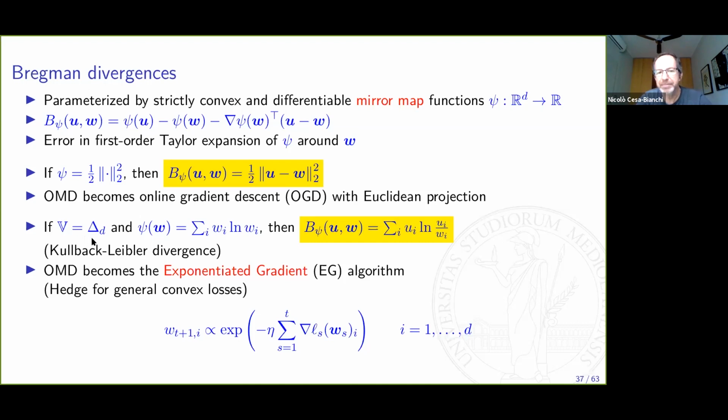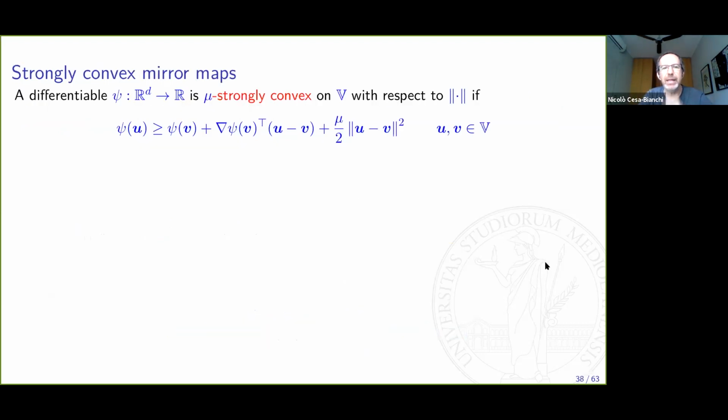Why? Because we know this is getting the right rate, the right dependence on the dimension in the regret. So we'll see this in a moment. We'll come back to the special cases we looked at before. But let me say a little bit more. We now want to do the analysis of online mirror descent, and the analysis will be again simple enough, just a little bit more abstract.